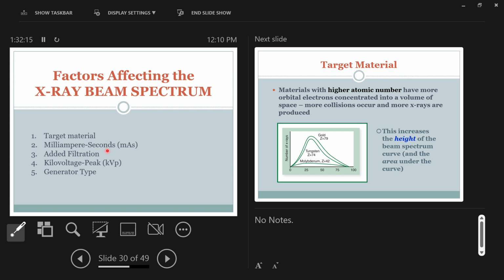so that doesn't actually change in the real world. Target material doesn't change, filtration doesn't change, generator type doesn't change. Unless you get a new machine, your generator stays the same. The actual variables that you do change are kilovoltage and mass. Kilovoltage does not change the X-ray beam's energy. KVP does. So the only actual one of these that does anything real in the real world is KVP. Okay? But in principle, all of these can have an effect. Again, in practice, they're not being changed. Okay, good.